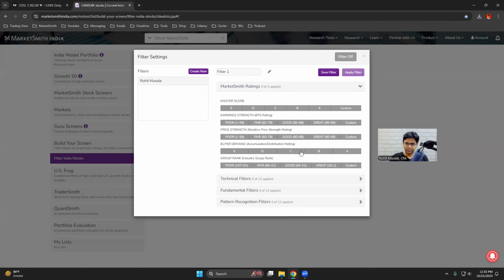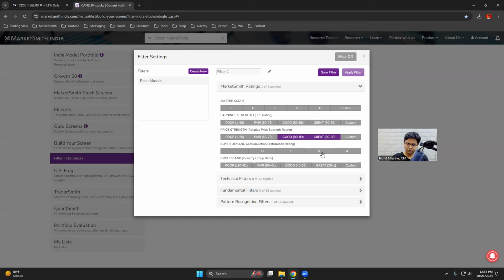So first criteria, price strength. I want good or great. So price strength is 80 or more. What does that mean? So you are only selecting those stocks which have a relative strength of 80 or more, or you are only selecting those stocks which have done better than 80% of the entire stock market universe on a 52-week performance basis. So these are the leading stocks.